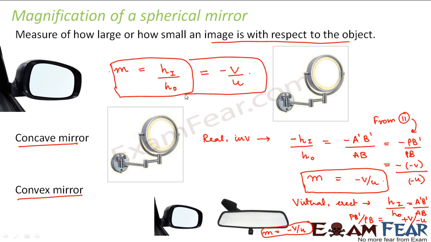So the mirror equation along with the magnification can give us detailed information about the image formed, because the mirror equation will tell us where the image is formed. It will also tell us whether the image is real or virtual, and whether the image is erect or inverted. After that, the magnification will tell us whether the image is enlarged or diminished, right? So when magnification and the mirror equation are put together, we get all the information regarding the image that is formed by a spherical mirror.